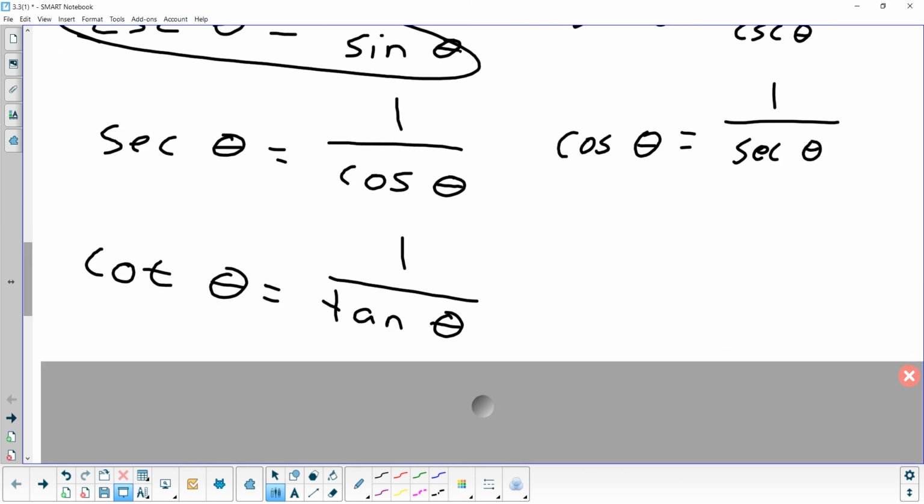And how about this last one? Anyone have an idea what this last one would be? Aiden? Tangent of theta is equal to 1 over the cotangent of theta. Yeah, exactly. Again, really a repeat of the one that's on the left, but if you take the tangent and flip it, you get the cotangent. If you take the cotangent and flip it, you go back to tangent. And those are called reciprocal identities.